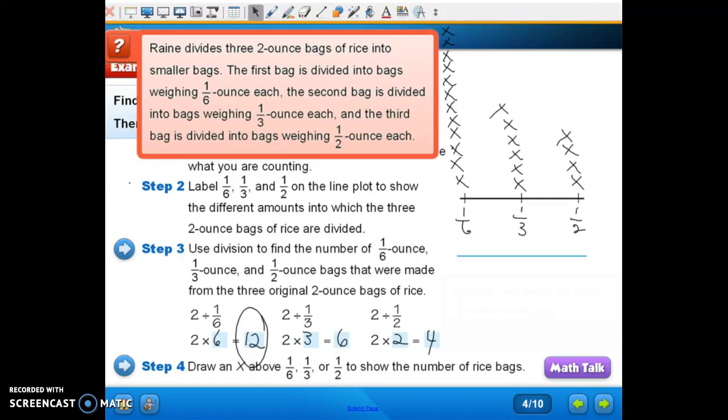Okay, so step 4 was to do the X's, which we had already done. And we should have had a label over here for our graph, and it should say Weight of Rice Bags in Ounces. Weight of Rice Bags. That should be capitalized. It's a title of something, so we're going to capitalize all the important words. Do you need to capitalize "in"? No, it's not an important word. In Ounces.